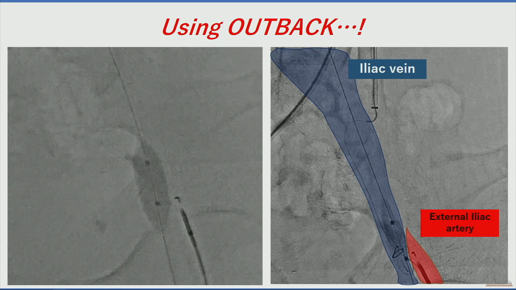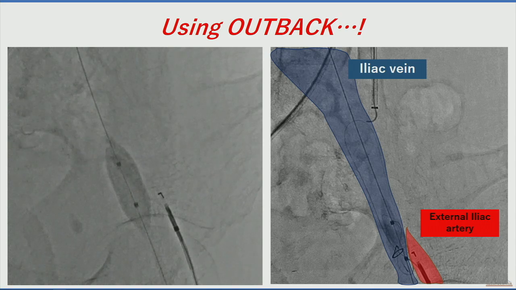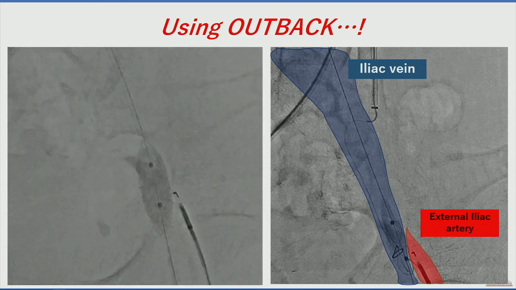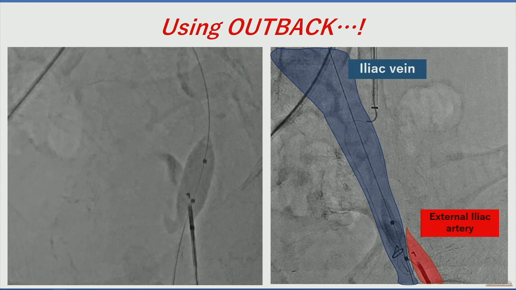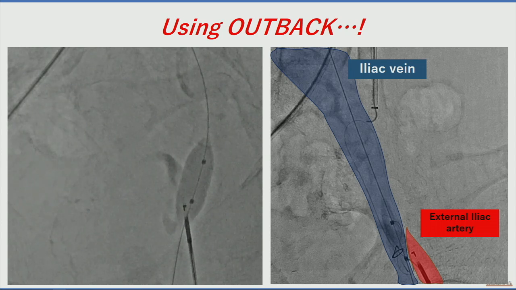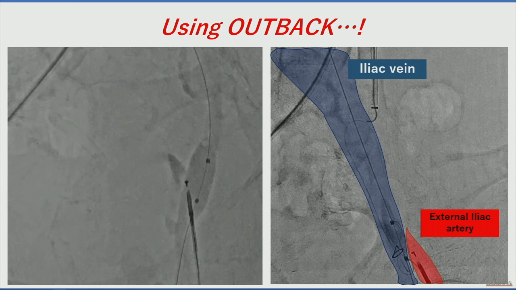Next, it's a very important step of this procedure. Everybody should see this step. We clearly confirm the L and T position of the OUTBACK, confirm the position, and are ready to go. We finally succeeded in the vein.